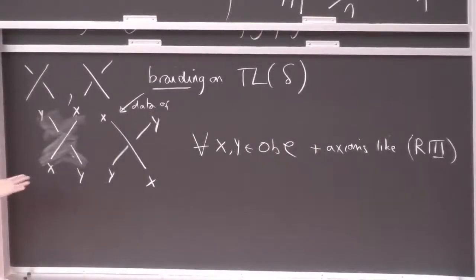So, this is an isomorphism because here's its inverse from x tensor y to y tensor x. This is something that lets you flip tensors. That's a braiding on a monoidal category.